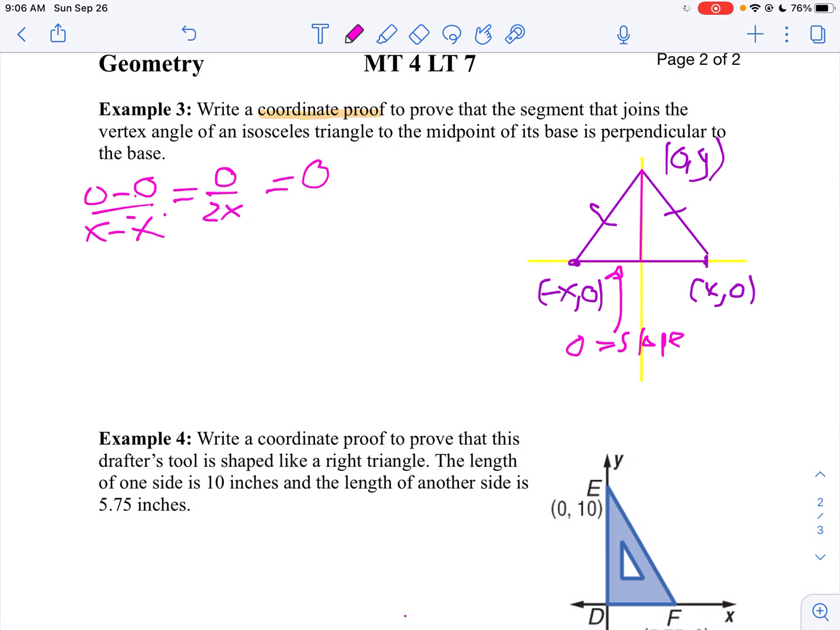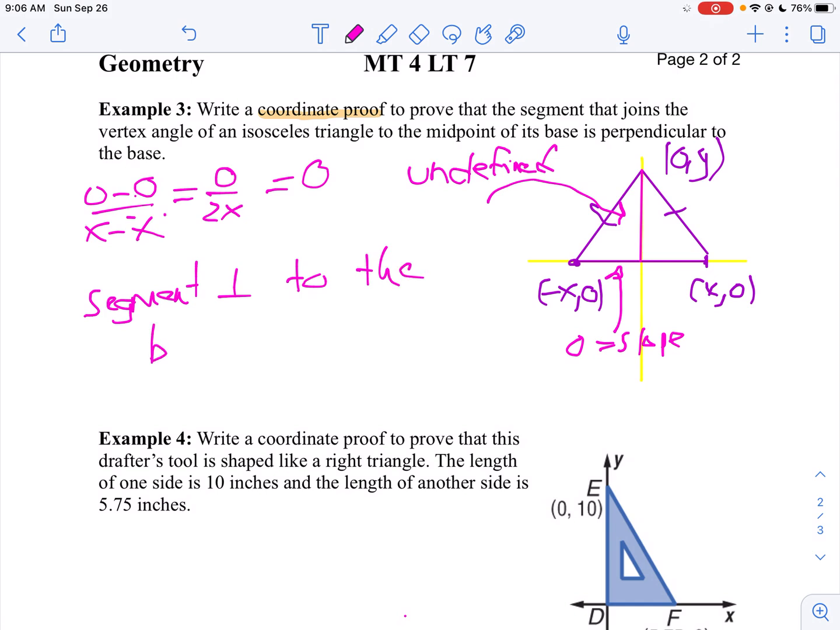And then the slope of the vertical line, well, I know the slope of a vertical line is undefined. So that tells me that this segment is perpendicular to its base. Okay? Now let's write that down. Segment perpendicular to the base. That's the type of work you're going to see. You just write down what you know, and sometimes you have to show a little bit of work. In this case, when we're finding slope, if it's a horizontal and a vertical line, we probably can just count.